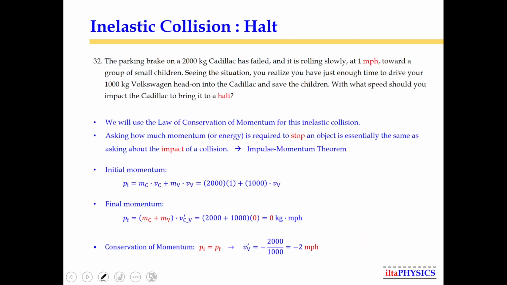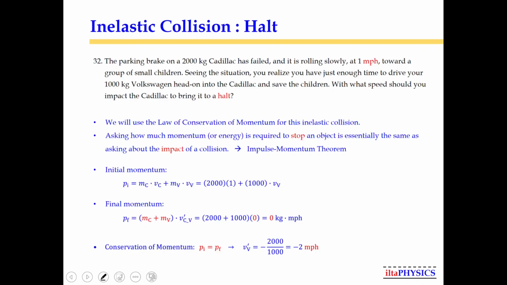Problem number 32 describes a dangerous situation where a 2,000-kilogram Cadillac is rolling slowly toward a group of children. To save them, you decide to use your 1,000-kilogram Volkswagen to have a head-on collision and stop the rolling Cadillac. The question asks at what velocity you must hit the Cadillac to bring it to a complete stop.